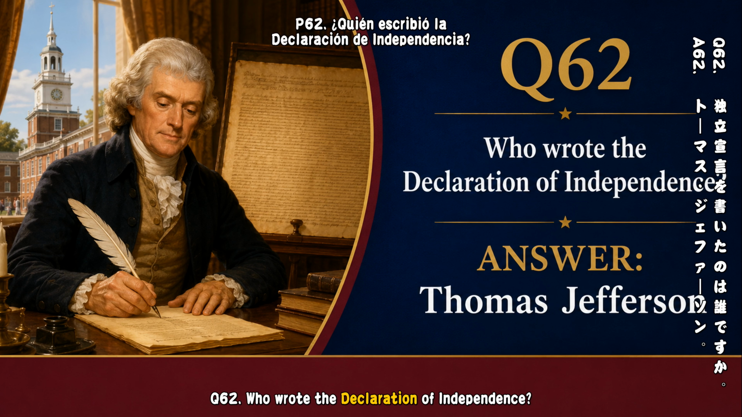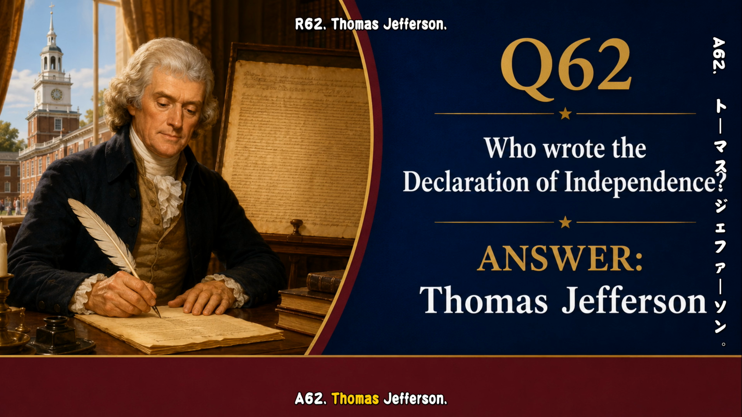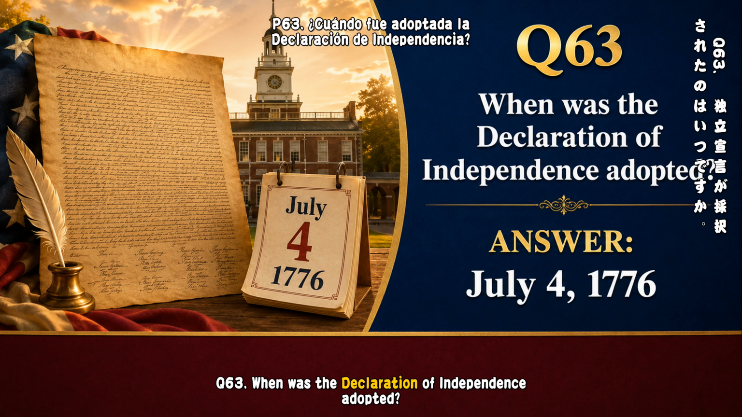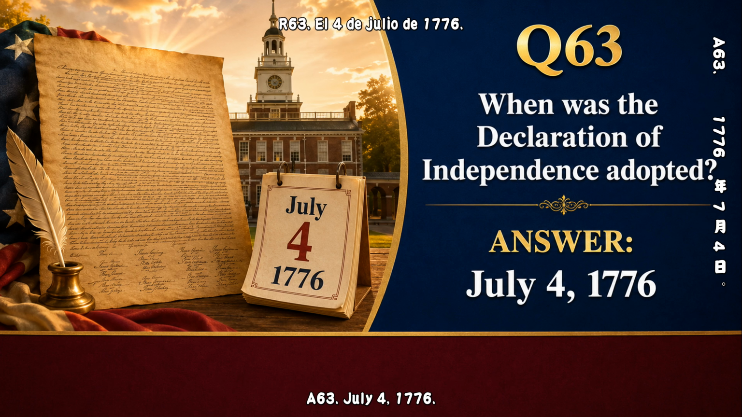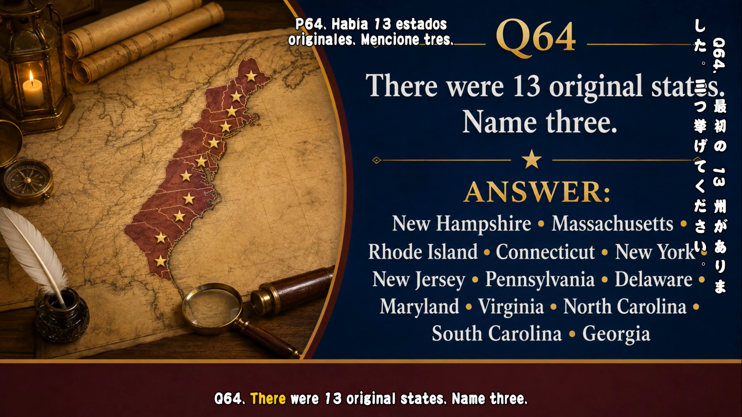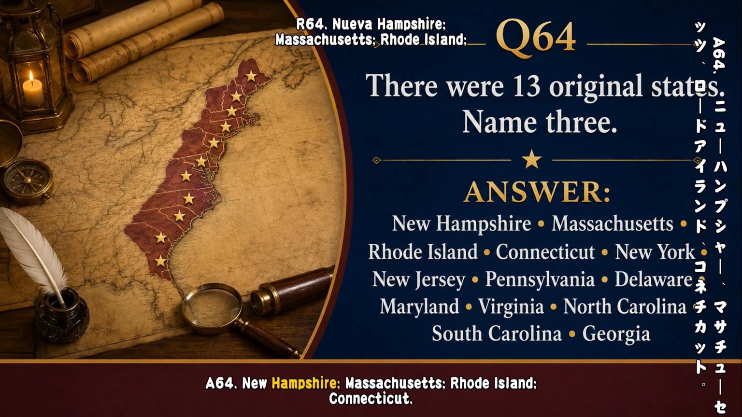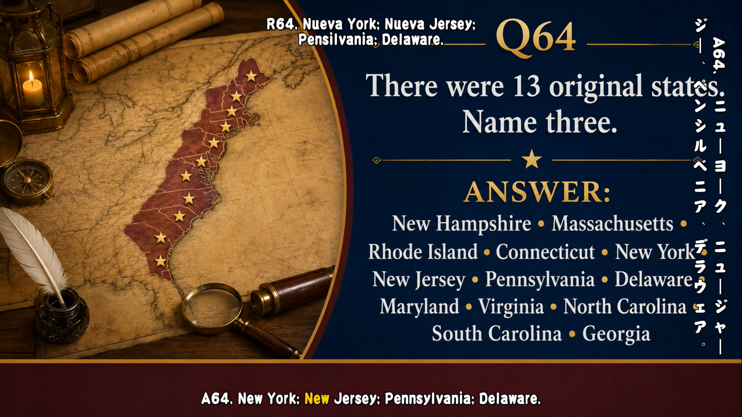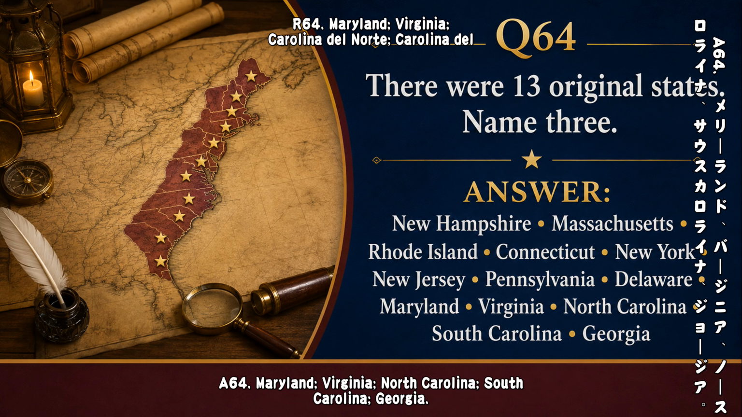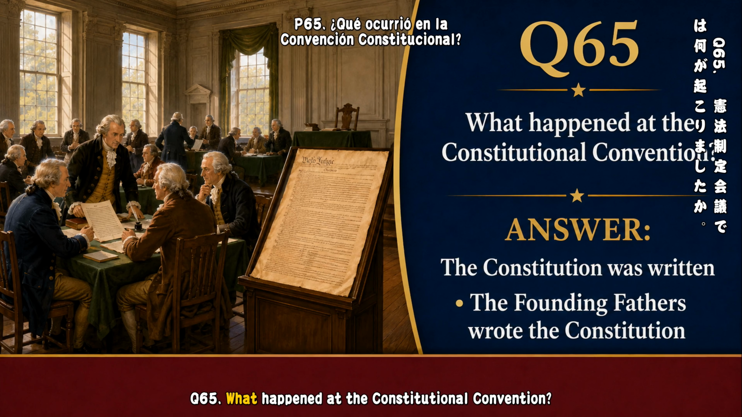Who wrote the Declaration of Independence? Thomas Jefferson. When was the Declaration of Independence adopted? July 4th, 1776. There were 13 original states. Name 3: New Hampshire, Massachusetts, Rhode Island, Connecticut, New York, New Jersey, Pennsylvania, Delaware, Maryland, Virginia, North Carolina, South Carolina, Georgia.